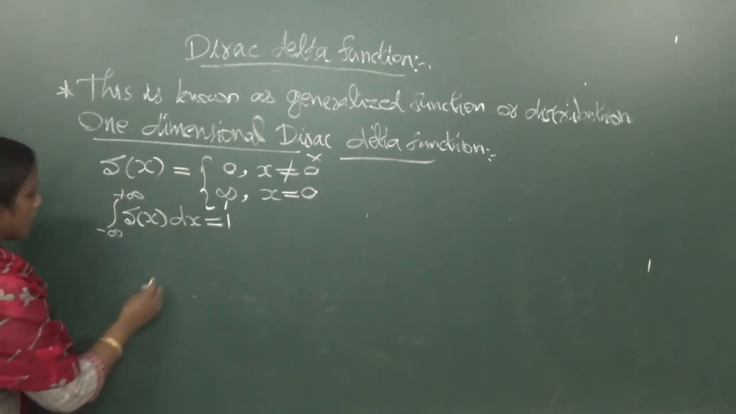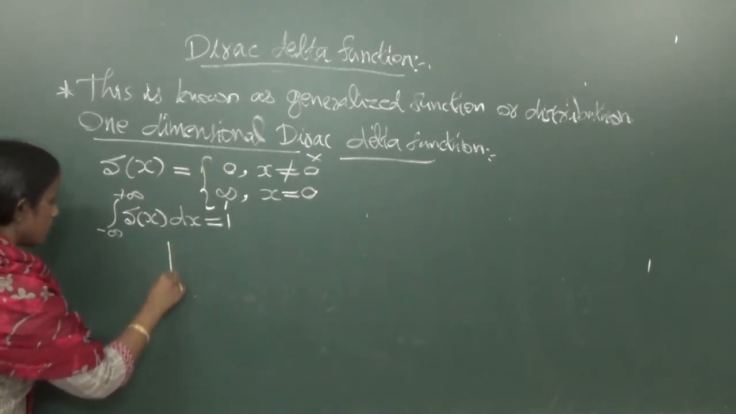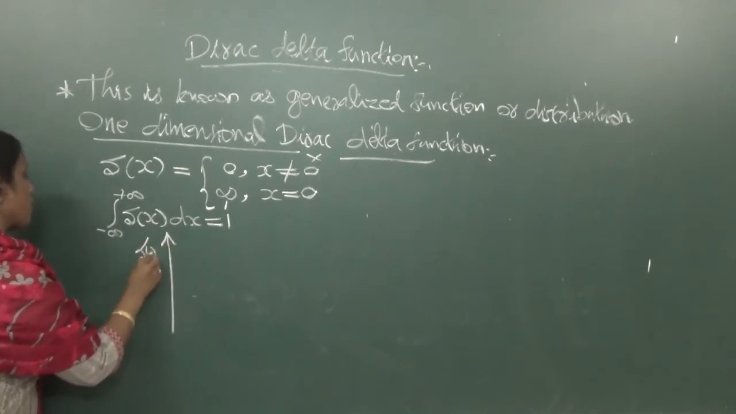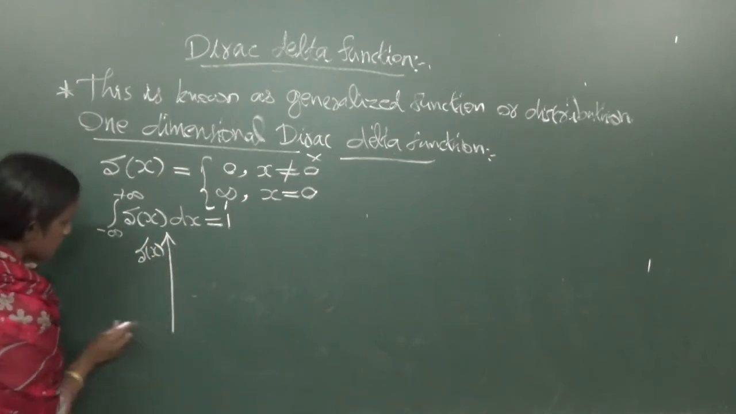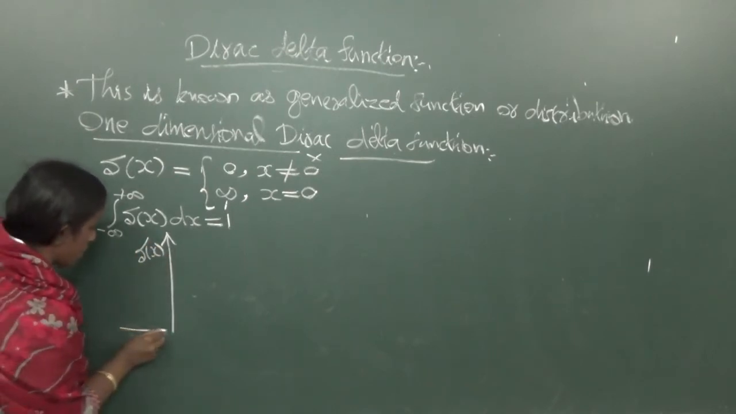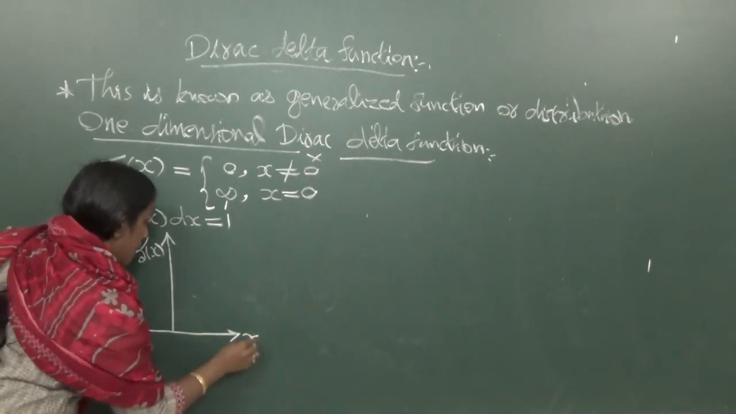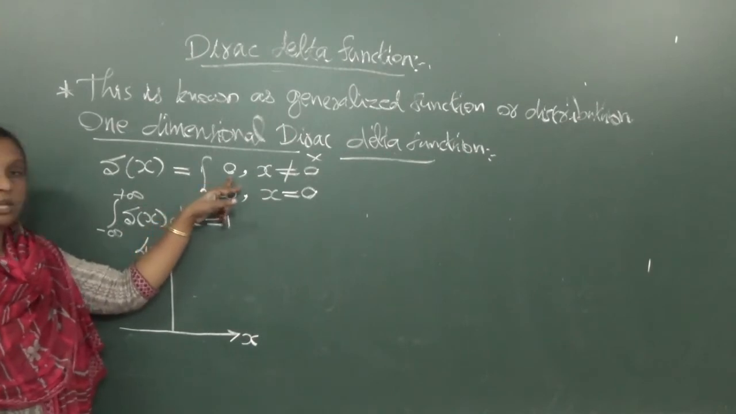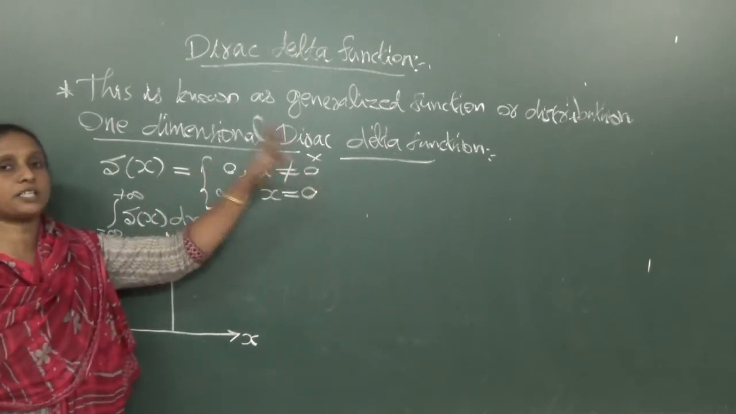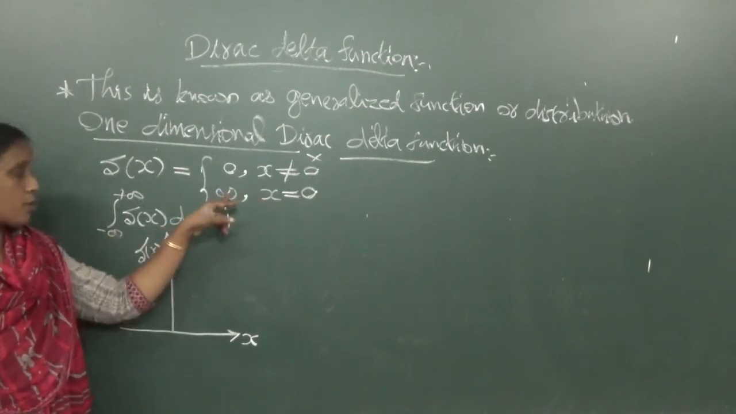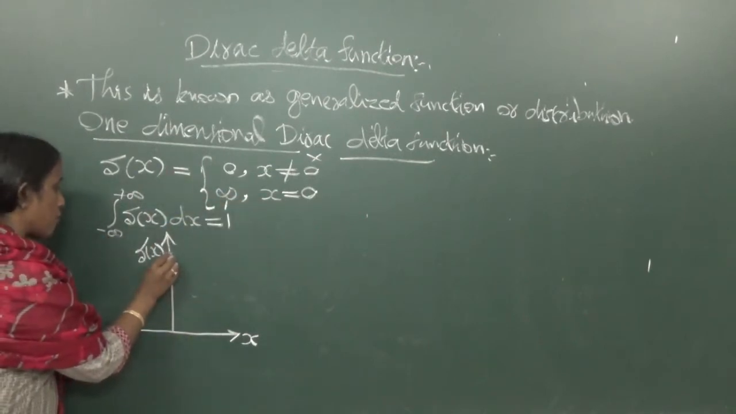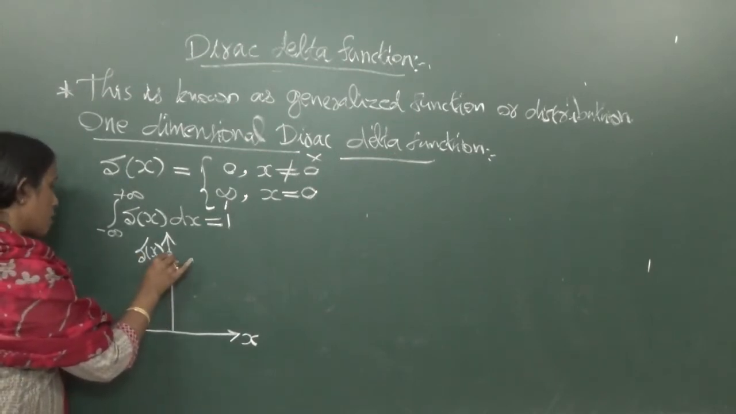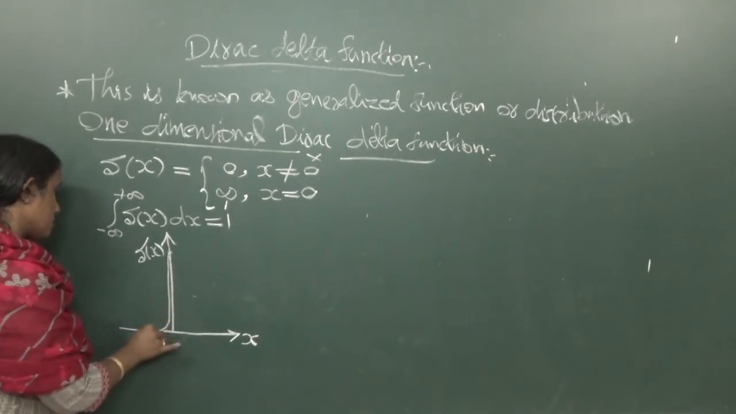I can show here the mathematical plot just like this. Okay, this is delta of x and the independent variable is plotted like this. This is x. Now we can see here that delta of x equal to 0 except at x equal to 0. At x equal to 0 it is infinity. So a very high value I can show here. Somewhere here it's a very high value, and it goes like this.